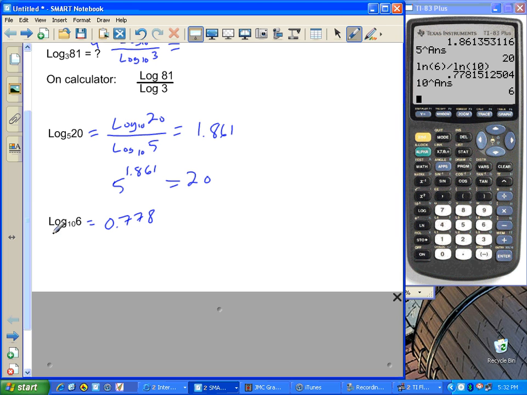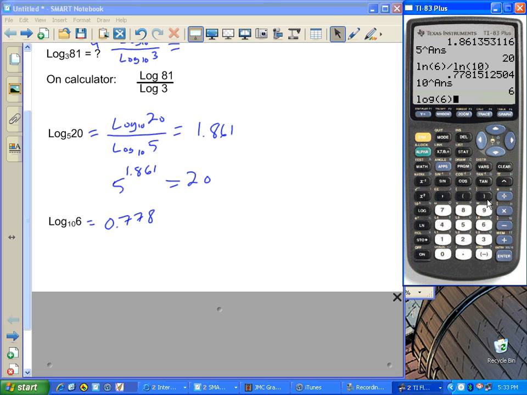So log base 10 of 6 is 0.778. Now, I didn't really need to use the base change formula here because this is log base 10, and that is what the button is. So when I have log base 10, all I really need to do is hit log of 6, and I'll get the same thing. So if you have log base 10, you don't need to use the base change formula. If you have log base e or ln, the natural log, you don't need to use the base change formula for that either.